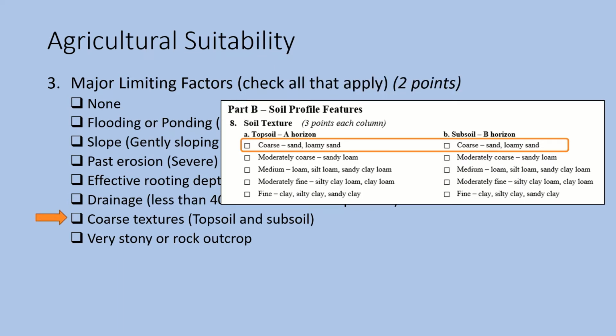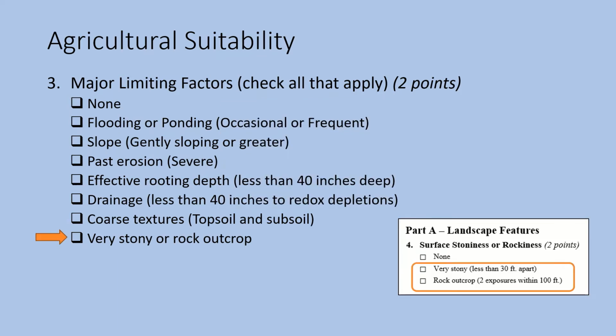Coarse textures can be a limitation because the soil will be really permeable and water will move through it really quickly, so they can be really droughty. So remember in Part B, you evaluated the soil texture for both the topsoil and the subsoil. So if you found that the soil was coarse in both the topsoil and the subsoil, so that would be sand or loamy sand textures, coarse textures, you would mark coarse textures as a major limiting factor.